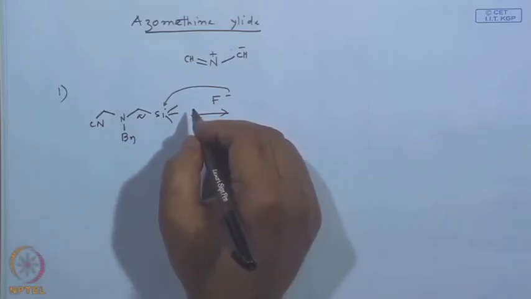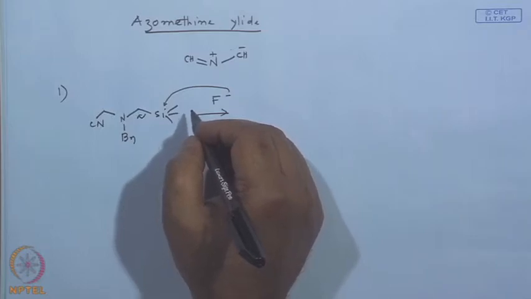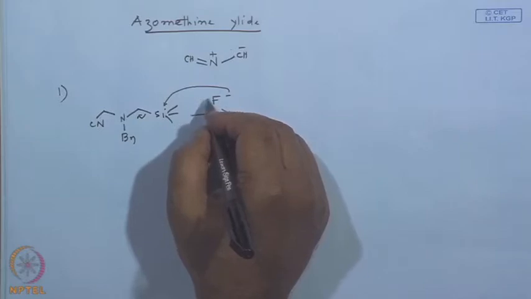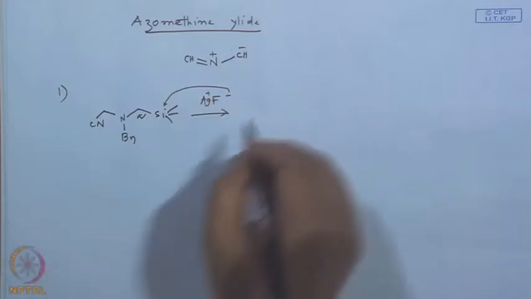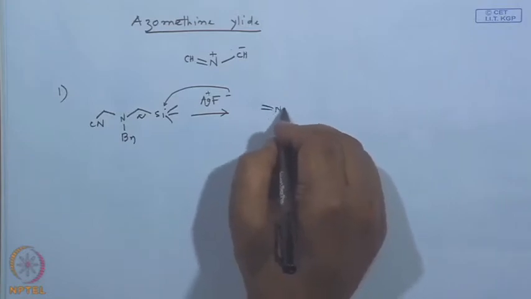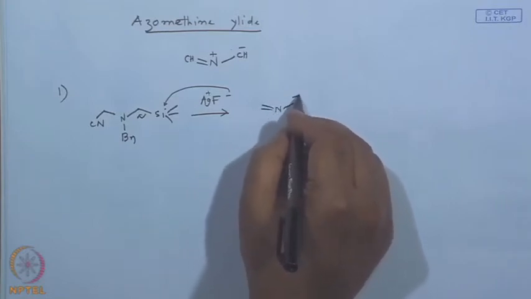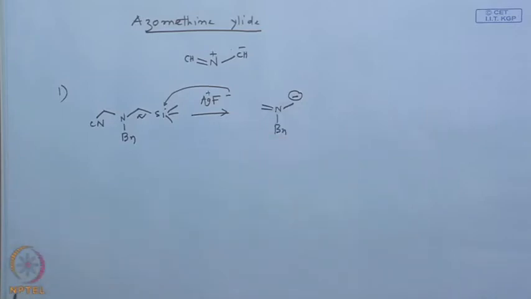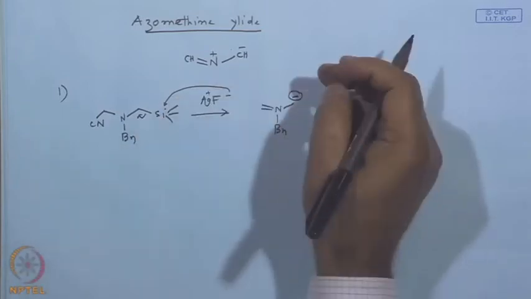So, you have to have an electrophilic kind of thing that would abstract this cyano. Some special affinity to which one? Silver, right. So, in fact, this was done with silver fluoride. So, if you do so, that means one can quickly make this derivative. This is actually an azomethine ylide derivative.